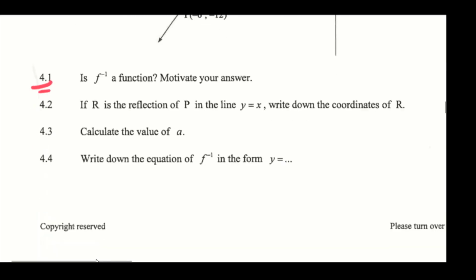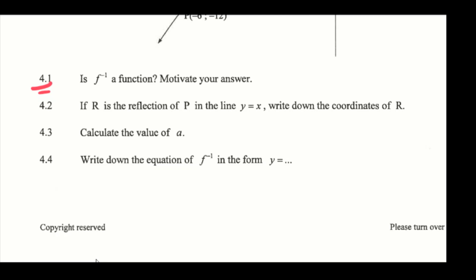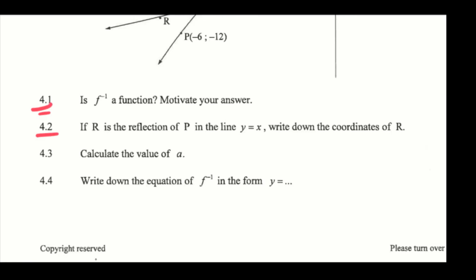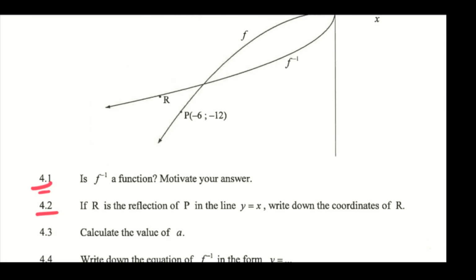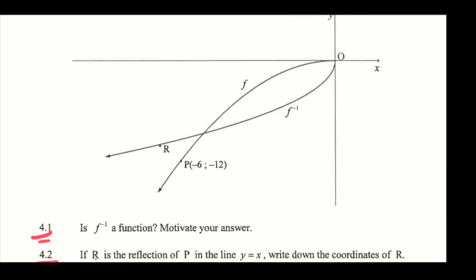And then 4.2, if R is the reflection of P in the line y = x, write down the coordinates of R. So if R is the reflection, here it's the equation of y = x. This is the one, goes all the way like that. So y = x, right?